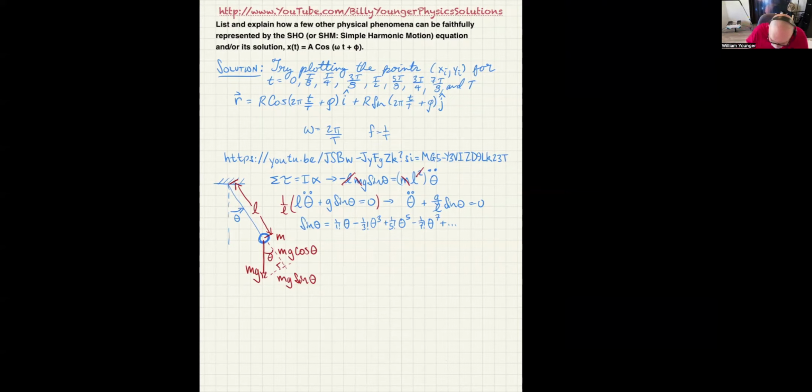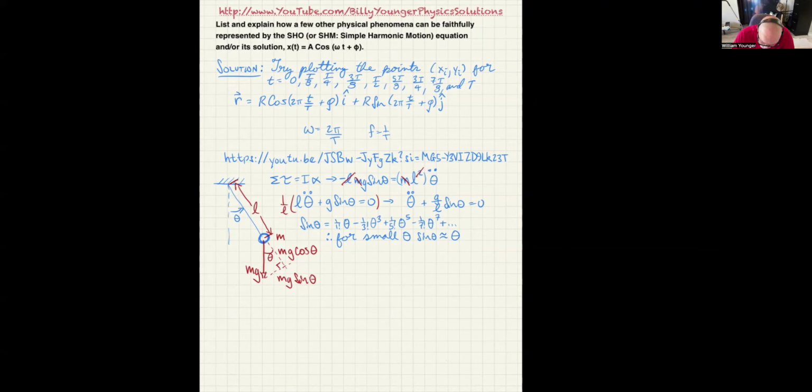And therefore, for small theta, sine theta is approximately equal to just theta, because 1 over 1 factorial is just 1, so it's just 1 times theta. So if we make that assumption, and by the way, it's not as limiting as you might think.